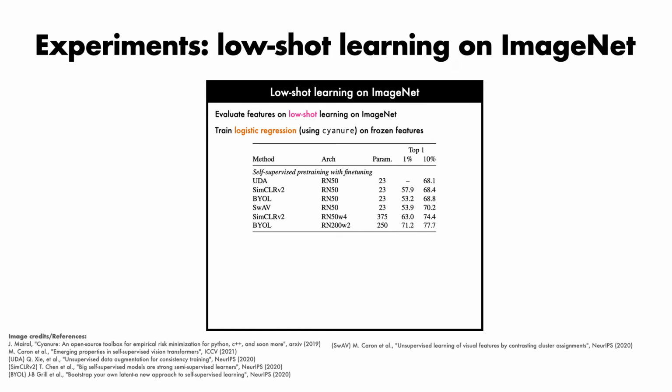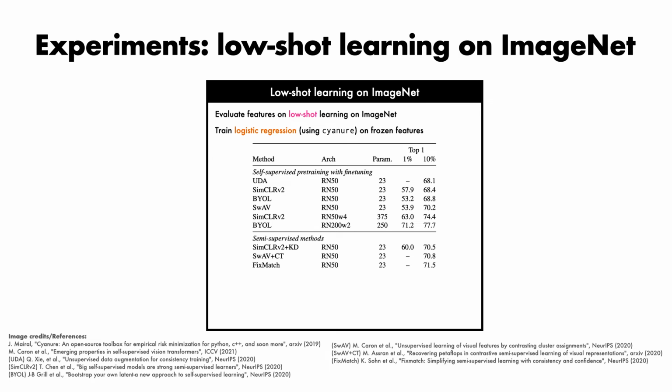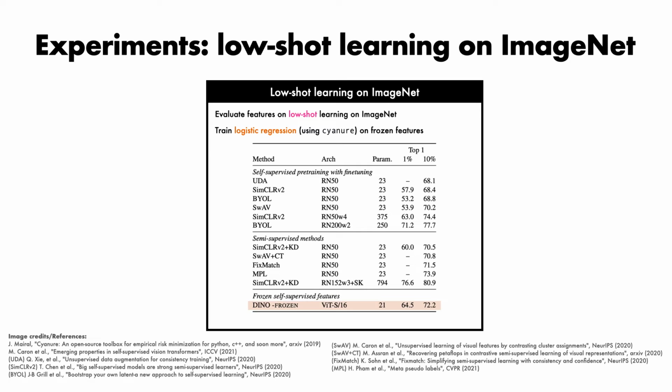Numbers are also provided for semi-supervised methods like SimCLR v2 with knowledge distillation, SwAV with contrastive semi-supervised learning, FixMatch, meta pseudo-labels, and SimCLR v2 with knowledge distillation on a chunkier model. In comparison to these approaches, it is found that frozen Dino features without data augmentation perform on par with existing models that use a similar number of parameters, but make use of semi-supervised learning.